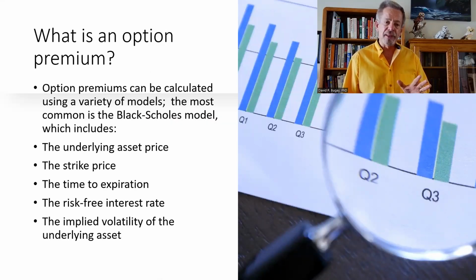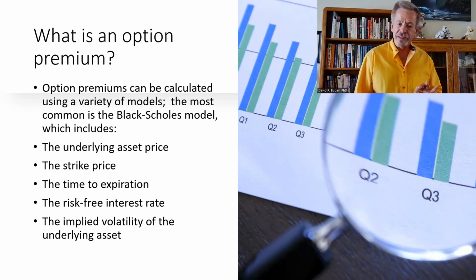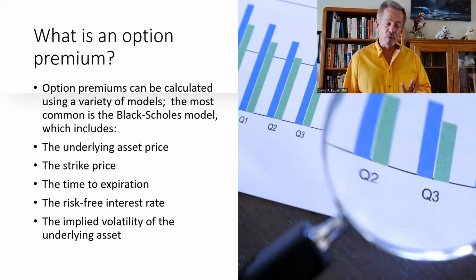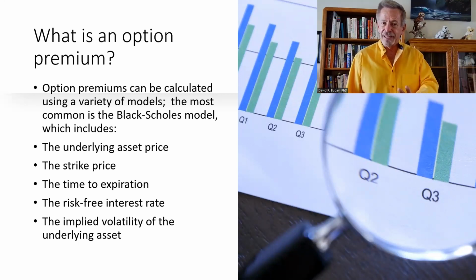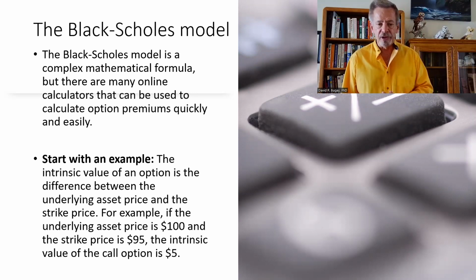Probably the most common one that's used out there, and it's simple, is the Black-Scholes model, and it has 5 different areas in it. The underlying asset price, the strike price, the time of expiration, the risk-free interest rate, what it's going for right now, and the implied volatility of the underlying asset. The first 4 are pretty easy. The implied volatility, that's a calculated aspect, so let the computer figure that one out. The Black-Scholes model is complex, but there are lots of online calculators that can calculate your premium very quickly.